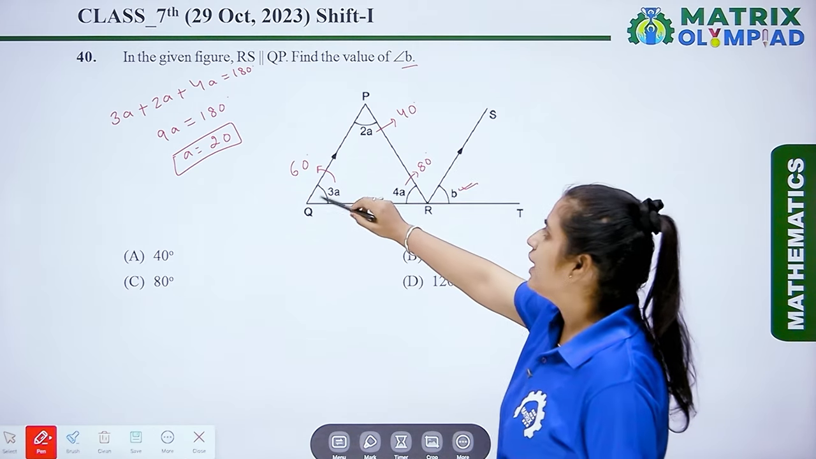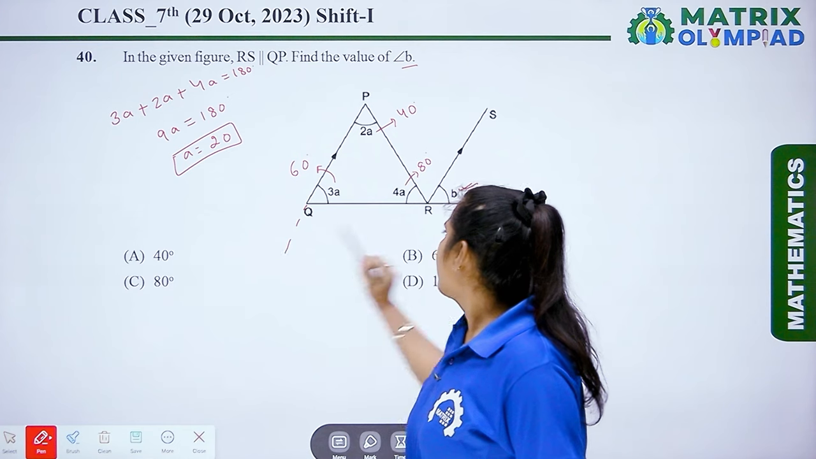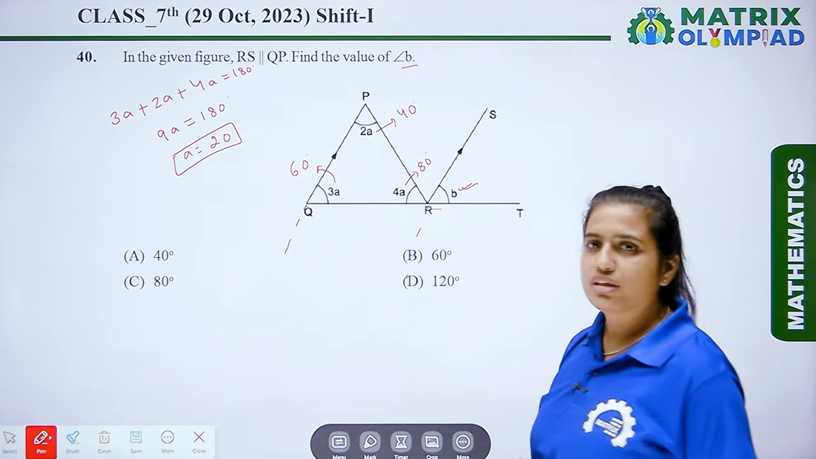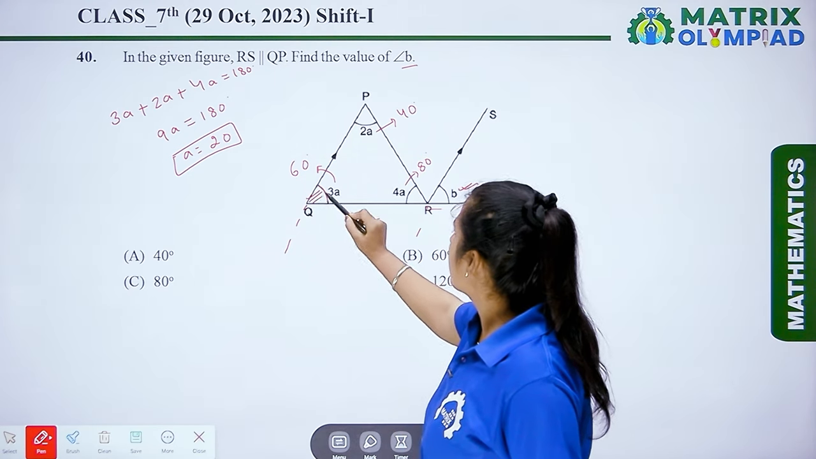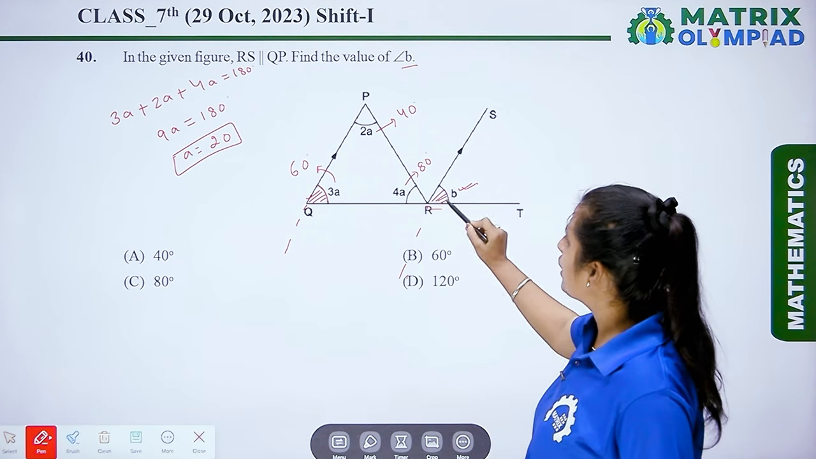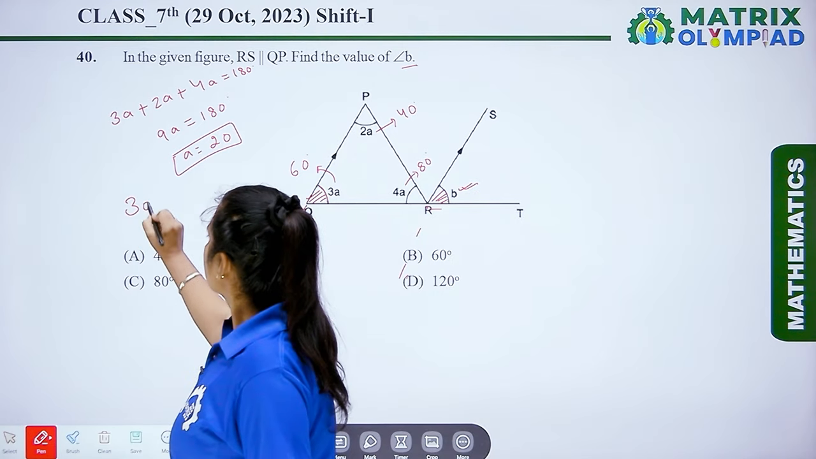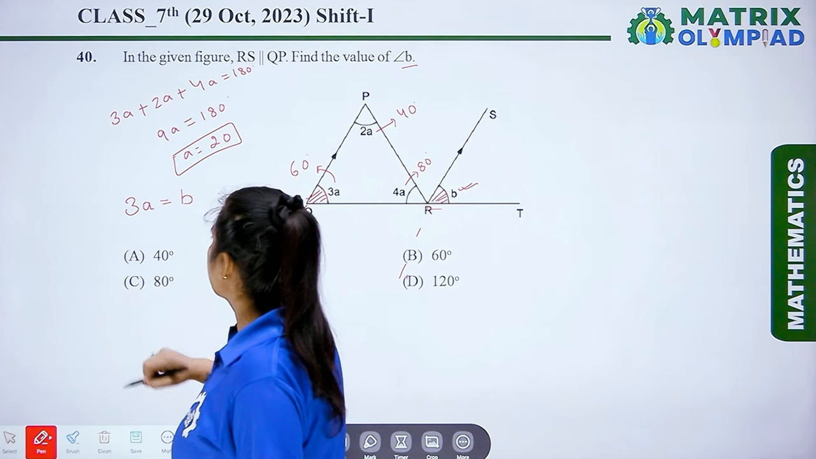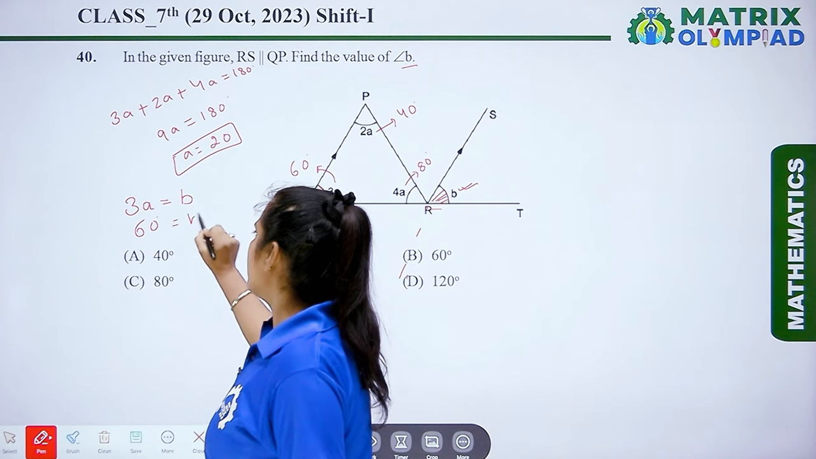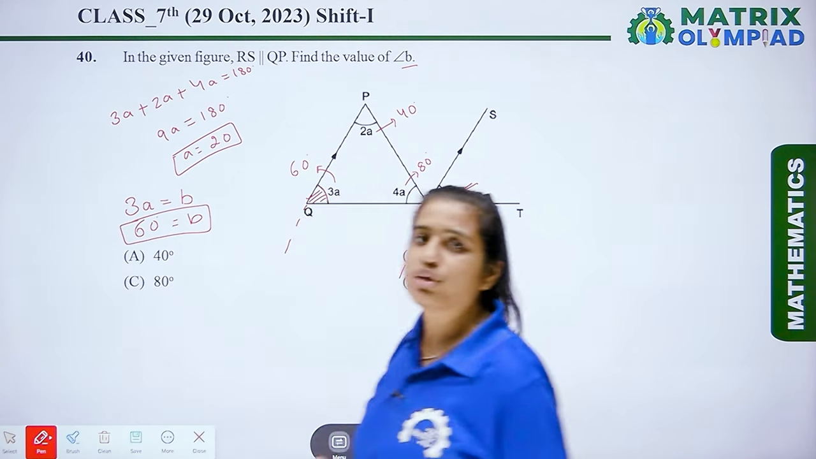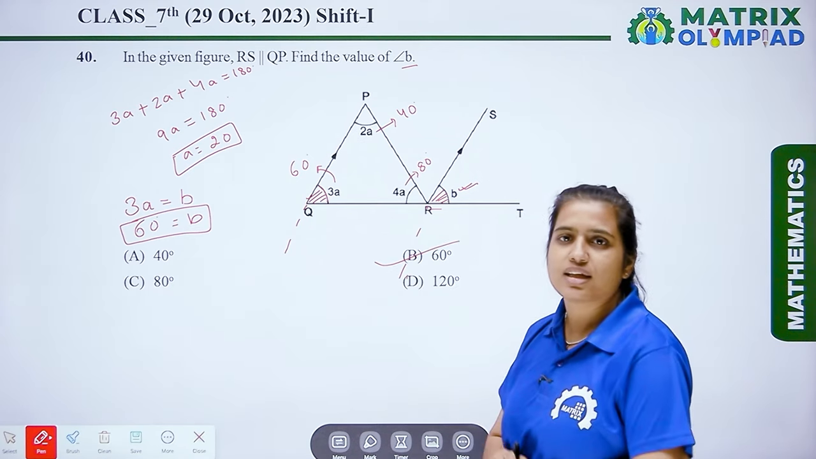So, here we can see that QP and RS are parallel line. So, here QR is a transversal. So, according to the parallel line concept, we can say that 3A is equal to B because of corresponding angle. So, 3A is equal to B. Angle 3A is 60 degree. So, angle B will also be 60 degree according to the corresponding angles. So, here option B is the correct answer.